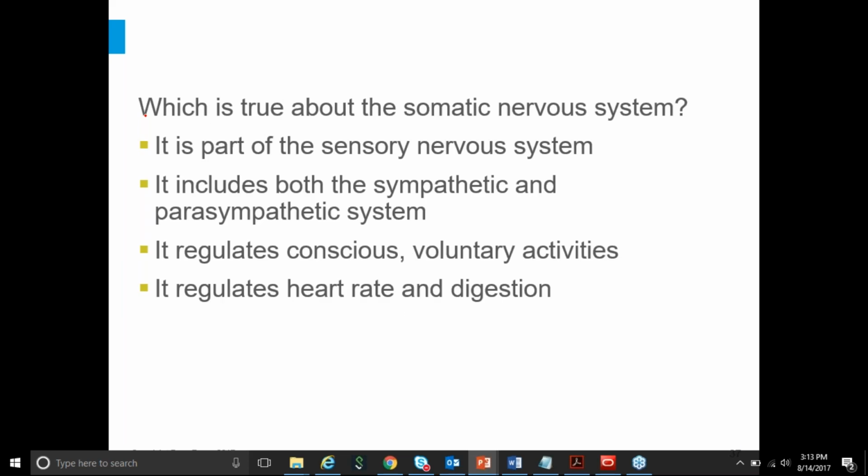And one more question for this section, which is true about the somatic nervous system? Again, I'll just put letters on there. We've got A, B, C, and D. Which is true? The somatic nervous system: A, is part of the sensory nervous system. B, includes both the sympathetic and parasympathetic nervous system. C, regulates conscious voluntary activities. Or D, regulates heart rate and digestion. I'll give you a few seconds to think about it.